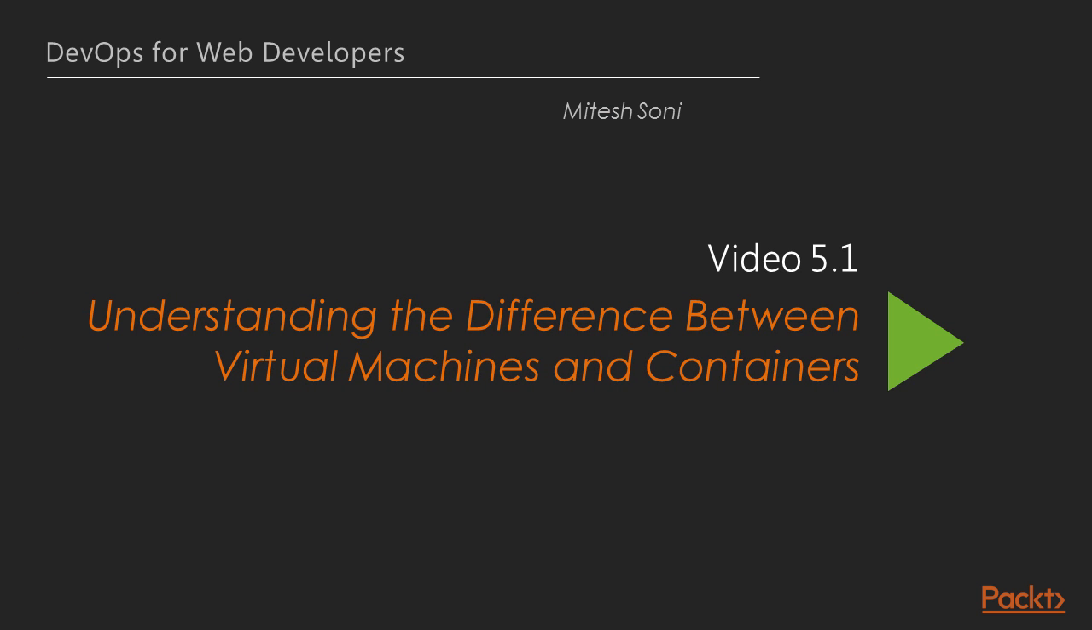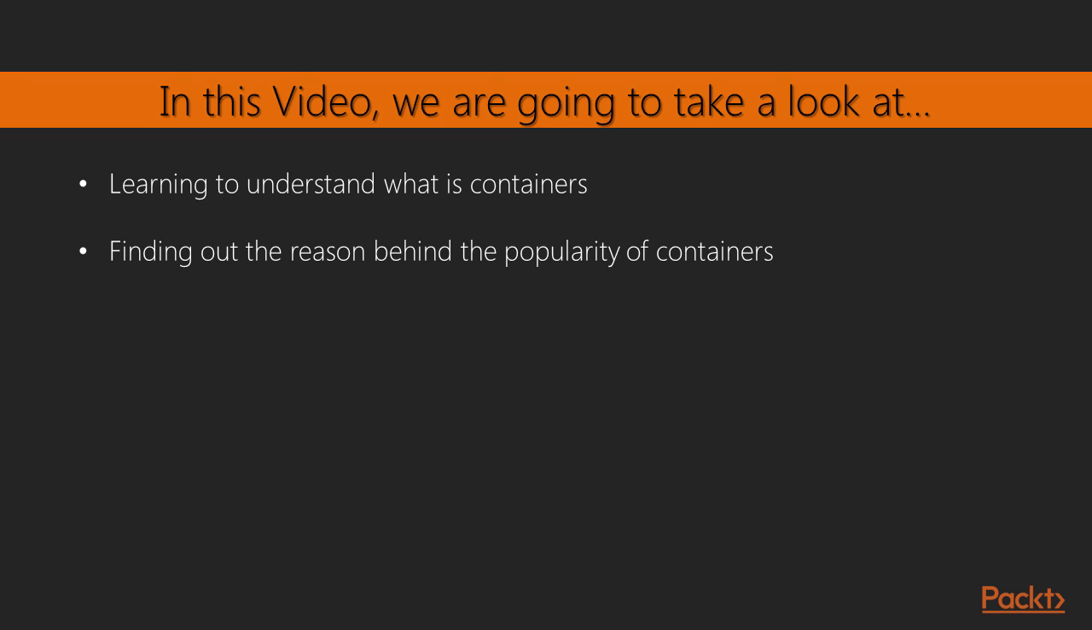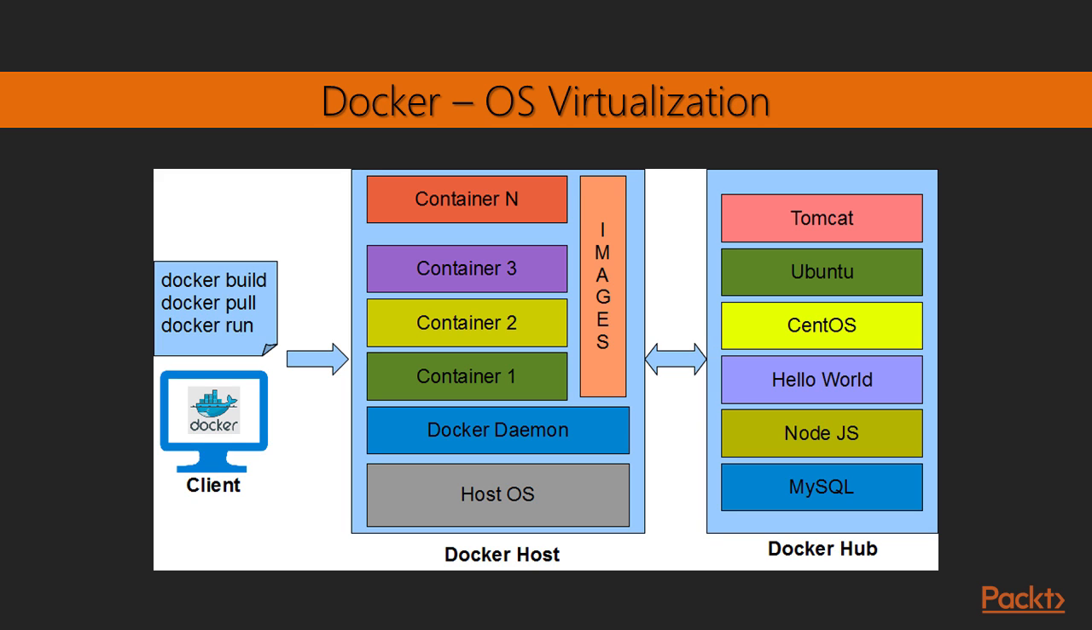Now we will see the first video of Section 5, Understanding the Difference Between Virtual Machines and Containers. In this video, we will know the difference between virtual machines and containers. Docker is an open source initiative for OS virtualization that automates the deployment of applications inside software containers. It provides isolated user spaces and hence provides user-based processes, space, and file systems. Behind the scenes, it shares the Linux host kernel. This structure will illustrate the working mechanism of a Docker container.